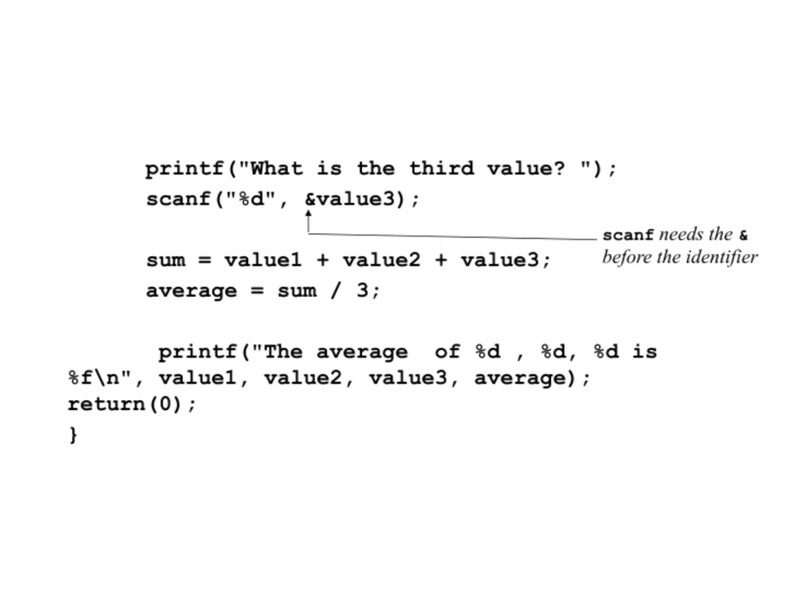Now, moving on to the actual input prompt, we ask the user, "What is the third value?" using printf. This makes the program more interactive and user-friendly. After that, we use scanf to read that third value and store it in the variable value 3. Next, we calculate the sum of the three values, value 1, value 2, and value 3, and store that in the variable sum. Then, we compute the average by dividing the sum by 3.